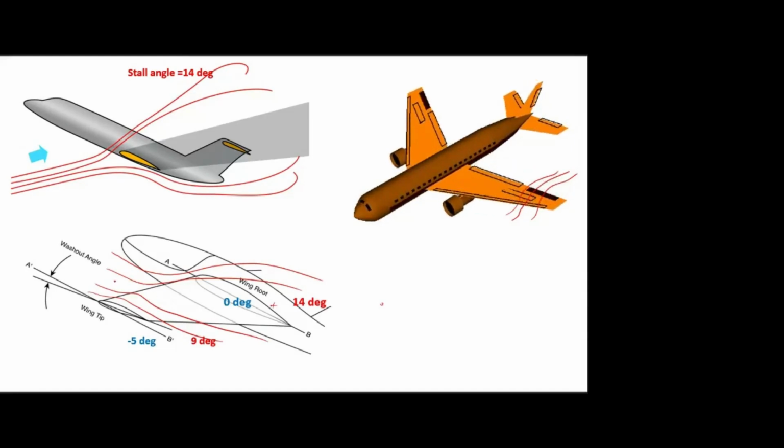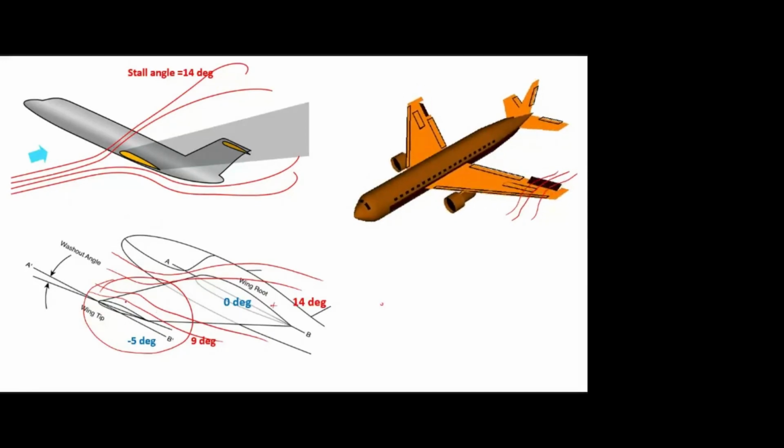So we should not lose the control. For that we have to maintain the attached flow near the tip. For that purpose, we are going for the washout. Even though washin produces more lift, the safety is very important. So we are going for the washout type.